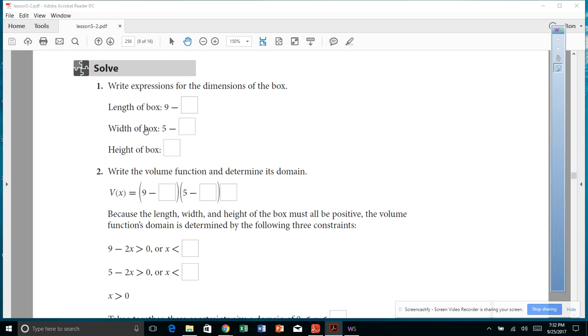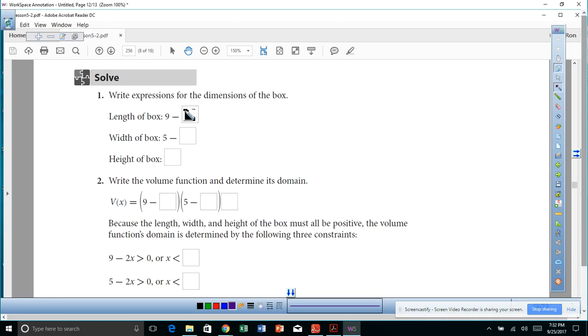So the length of the box is going to be 9 minus 2x. The width of the box is going to be 5 minus 2x. And the height of the box is just going to be x. So the volume is going to be 9 minus 2x times 5 minus 2x times x.